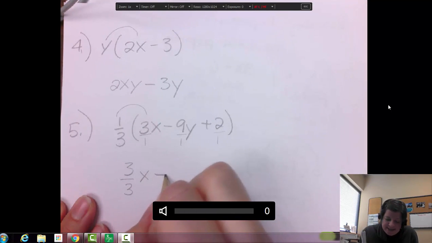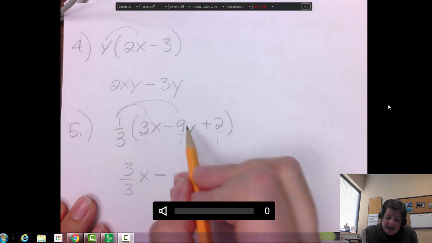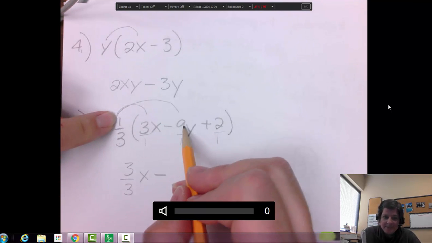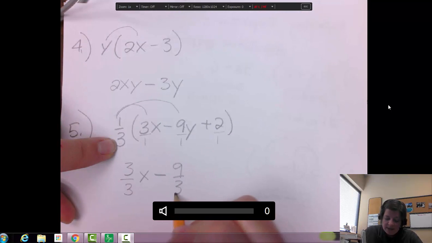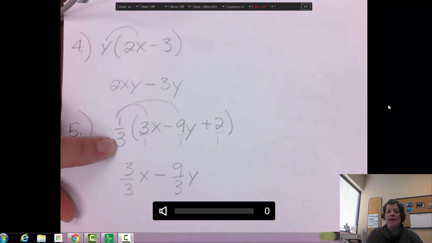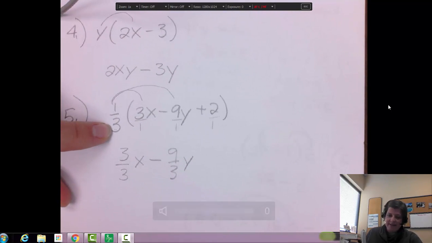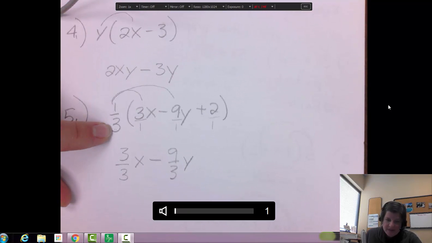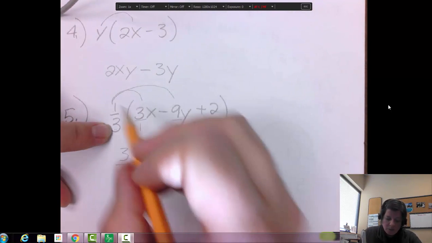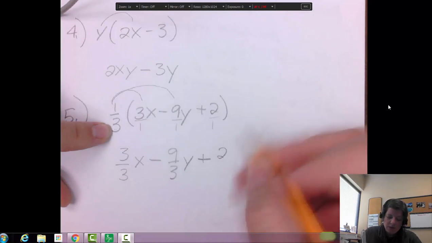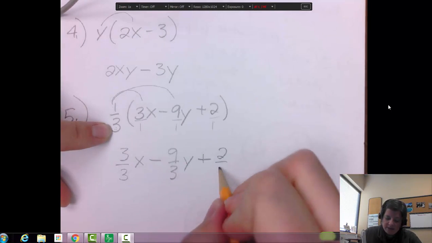Bring down the minus sign. 1/3 times 9 over 1. 1 times 9 is 9. 3 times 1 is 3. Keep my letter. All right, so then the next step here, bring down that plus sign. 1 times 2 is 2. 3 times 1 is 3.